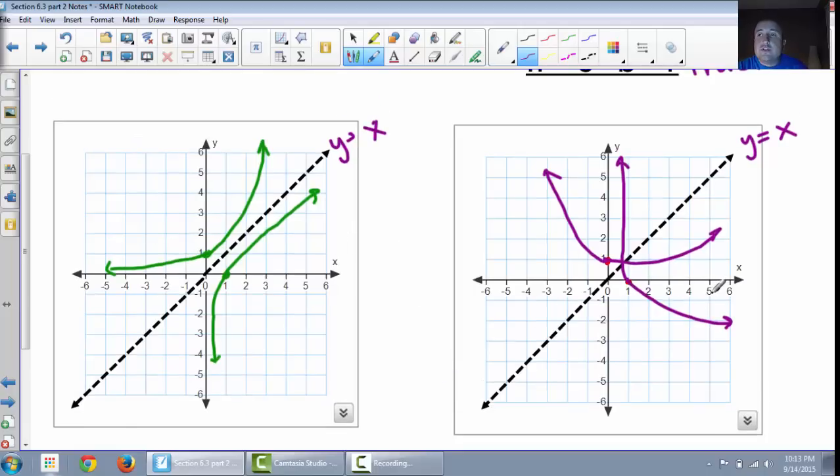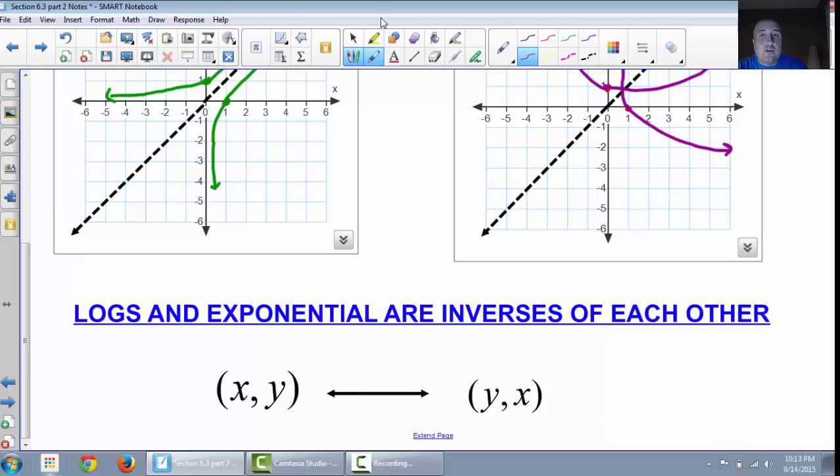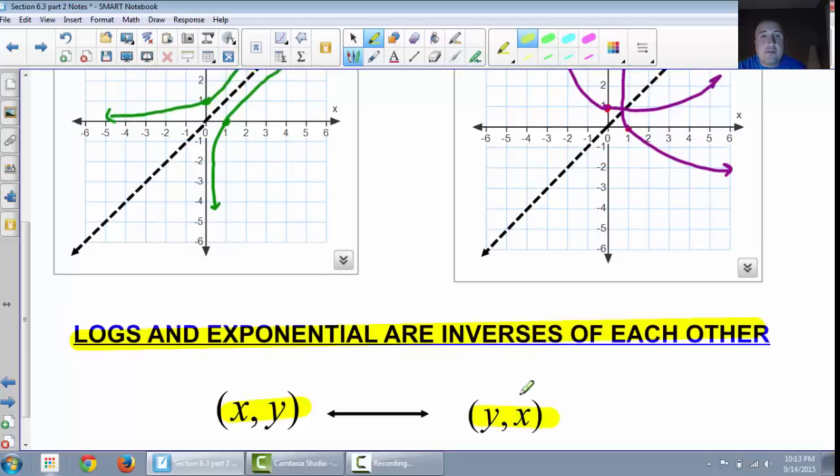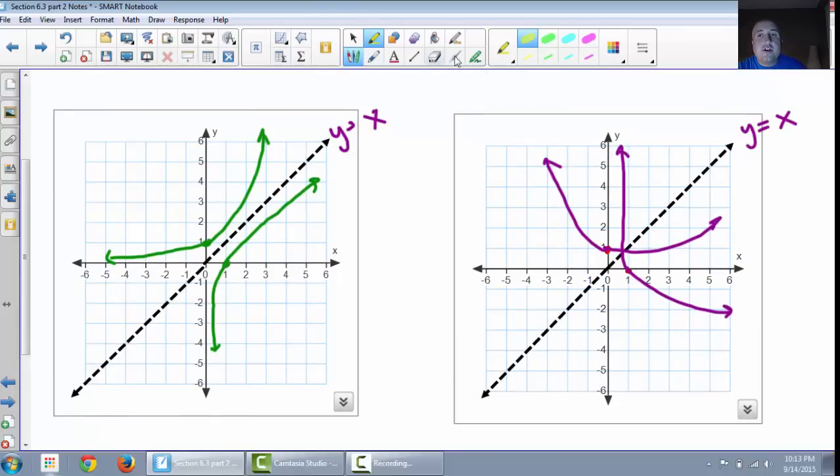Okay, so now, last but not least on this page, it says logs and exponential functions are inverses of each other. Therefore, their ordered pairs just flip-flop. This one right here on the left has an ordered pair of (1, 0), and its inverse has the ordered pair of (0, 1). So inverses always have flip-flop ordered pairs. They just flip-flop the x and the y.